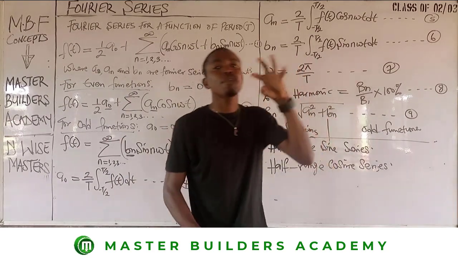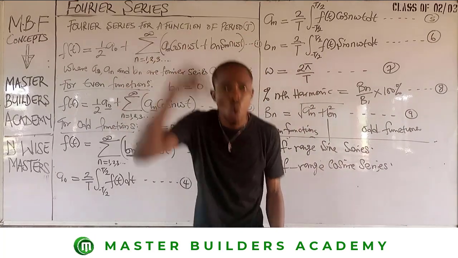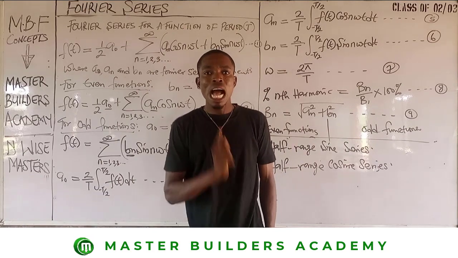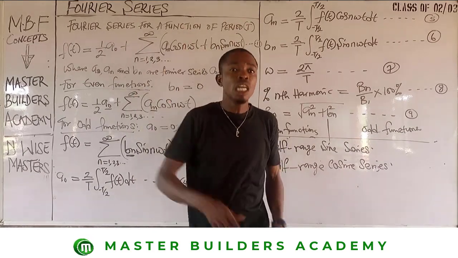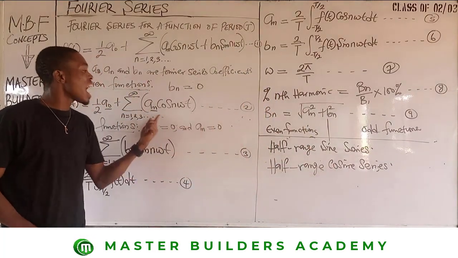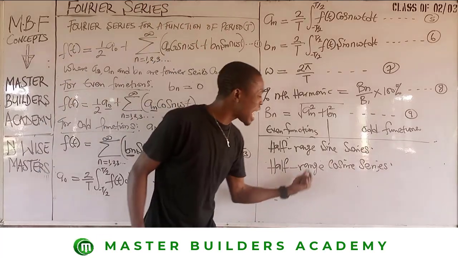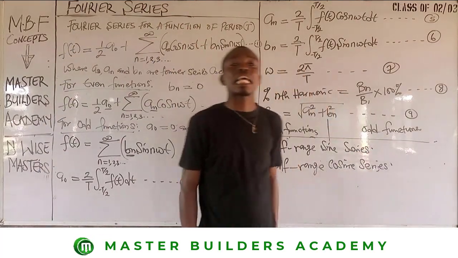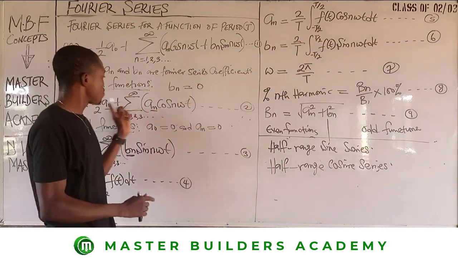Then if I am asked to calculate the half range cosine series, it is a series that contains only cosine terms. Among the models to calculate the Fourier series, the equation that attends to this is equation 2, where I have cosine without sine. So if I am dealing with the half range cosine series, I am indirectly dealing with an even function.